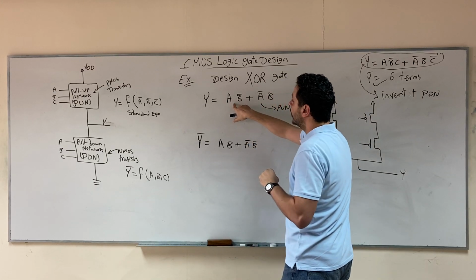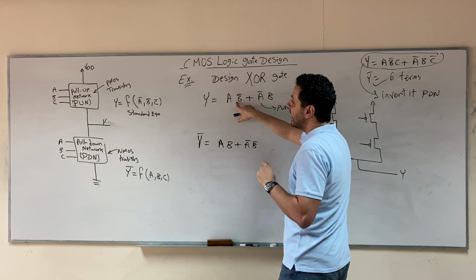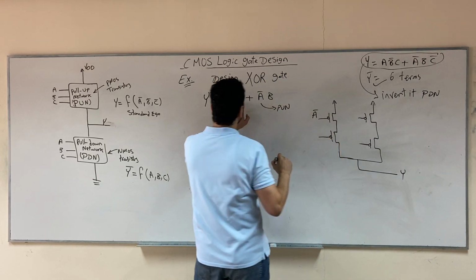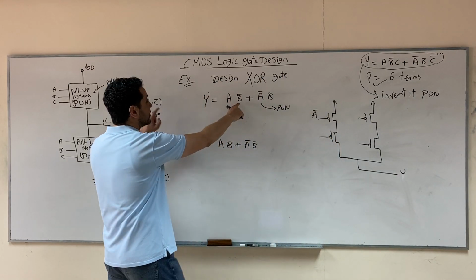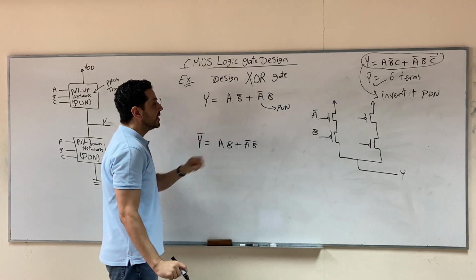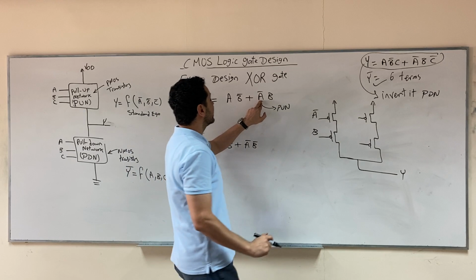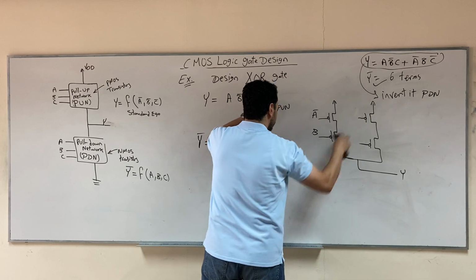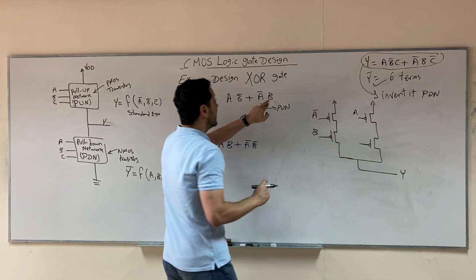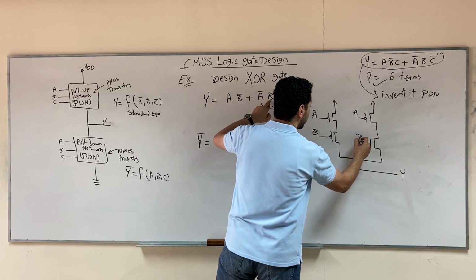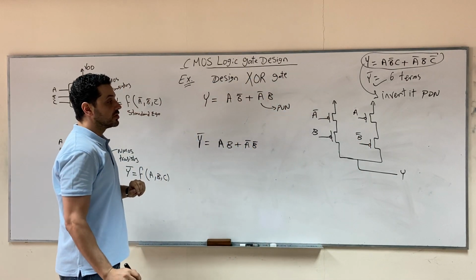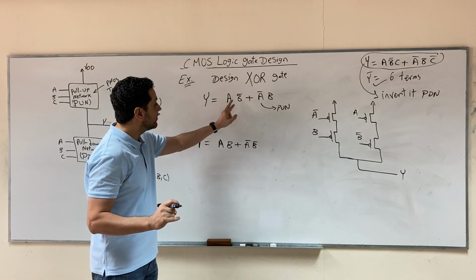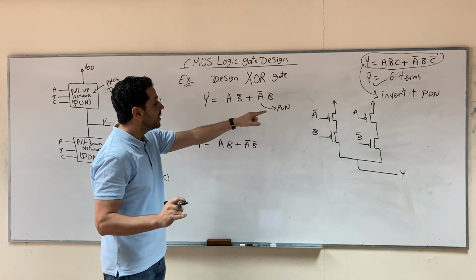Here, in the first branch, we have A and B bar. As we see, the variable A doesn't follow the standard equation, so we put it here as A bar. B follows the standard equation because it's B bar, so we put it as B. The second term, A follows the standard equation, so we put it as A. B doesn't follow the standard equation, we put it as B bar. So this is how we implement the pull-up network in case of not following the standard equation. The variables that do not follow the standard equation, we put them inverted.